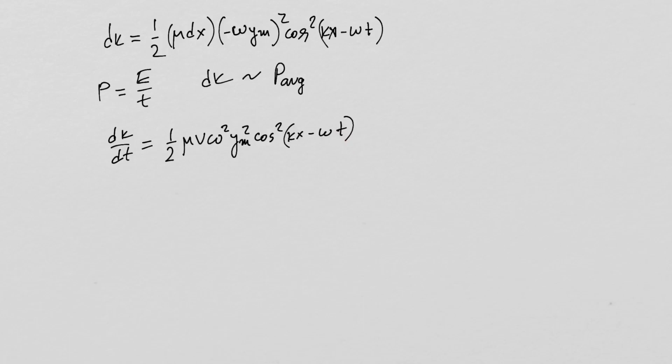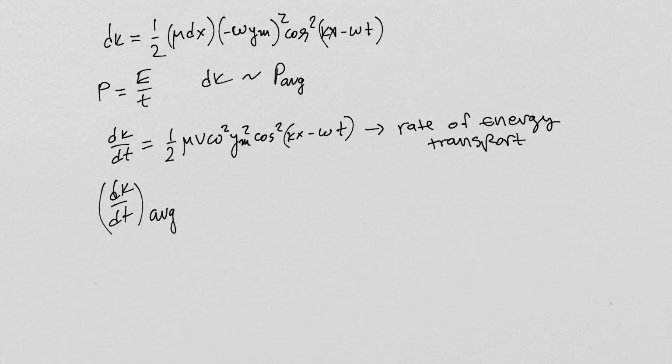All right. So now I need to find the average rate of energy transport. I'm going to use the expression that I got for the rate of energy transport, and the only term that needs to be averaged would be the cosine squared of kx minus omega t.